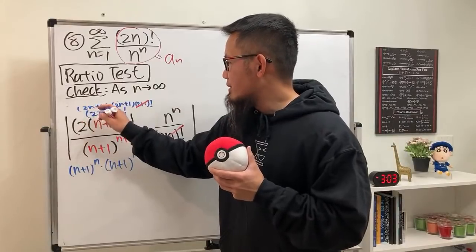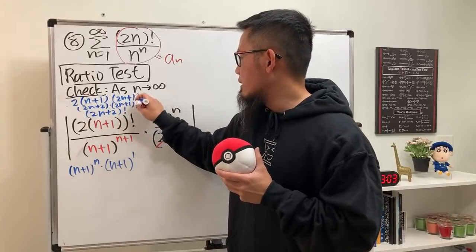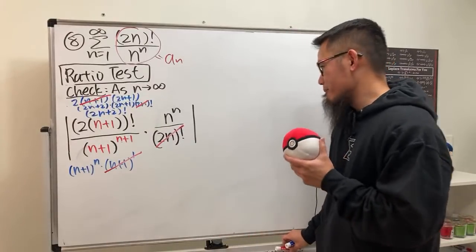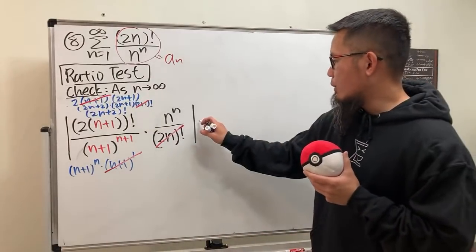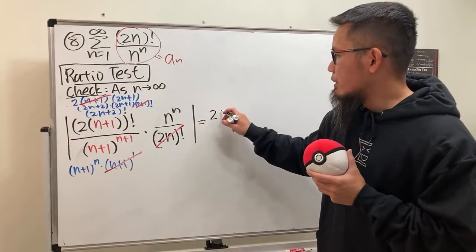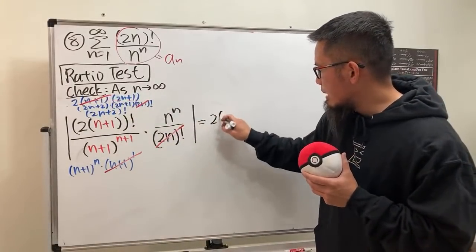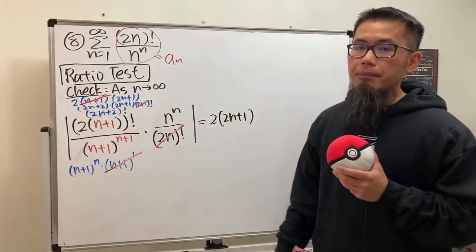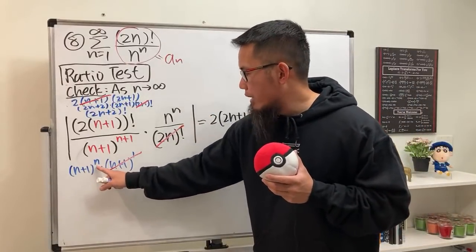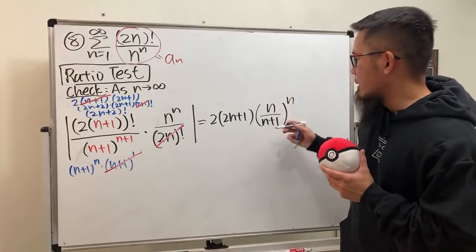Anyway, the 2n plus 2 is the same as 2 times (n plus 1), and of course we still have the 2n plus 1, so this and that cancel out nicely. So far so good. Now what's the result after all the algebra? On the top we have 2 times (2n plus 1). We still have n to the n over that, but both have the nth power, so I write it as n over n plus 1 raised to the nth power.